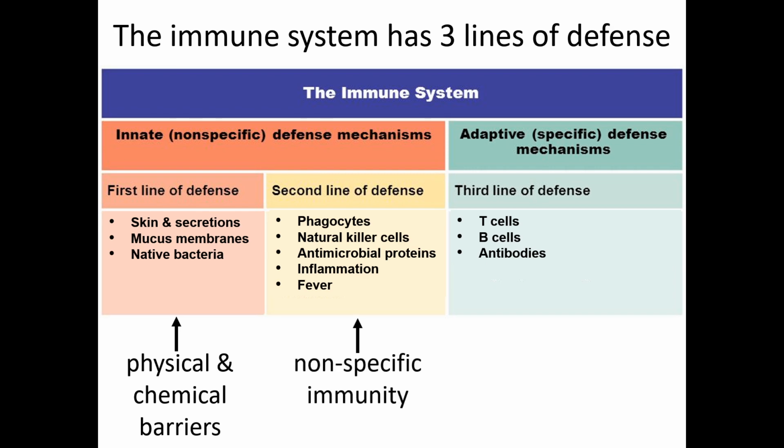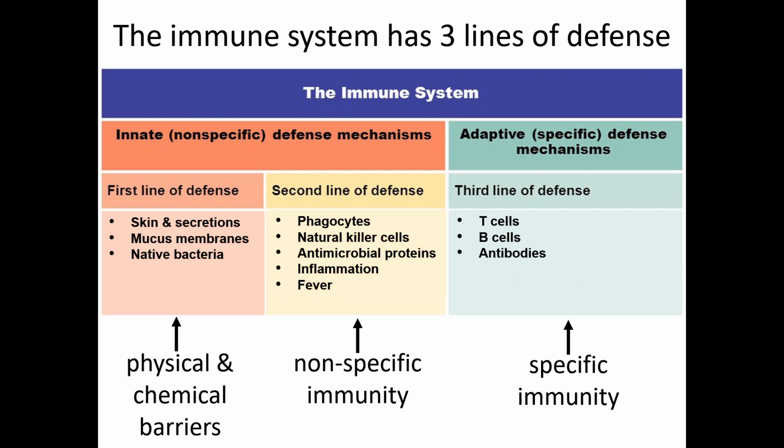The next line of defense that's part of the innate division, the non-specific division, is called non-specific immunity. A variety of cells, proteins, and also mechanisms that protect us in a general way against all pathogens. And then lastly, the third line of defense, which is our adaptive immune division, is very specific, targeted defenses that lead to long-lasting protection called specific immunity.